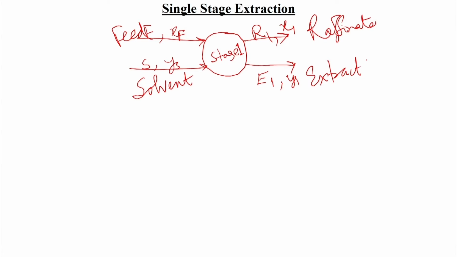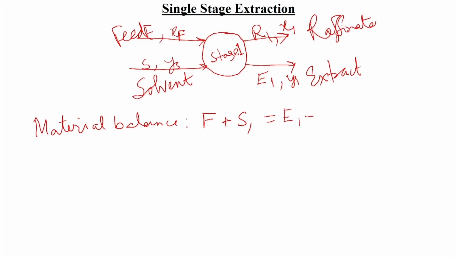So, we will be doing a very simple material balance. F plus S1 is equal to E1 plus R1, which is nothing but the same M1, whatever the mixture we have.